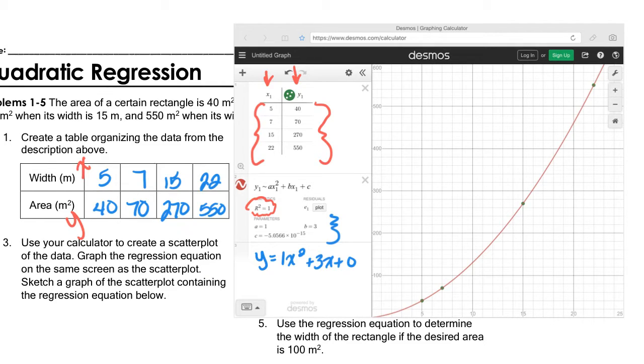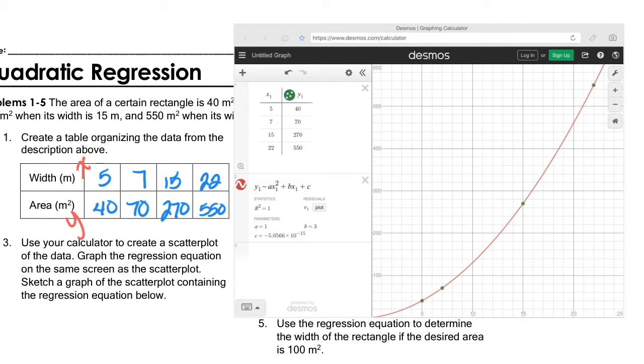Now from this regression model, you can do a lot of things. You can determine a specific value on your prediction model, so given the x or given the y. So for example, if I wanted to know what the area was if my width was, let's say, 60. Well, if I look back at my table, width is represented by the letter x, so I can put x is equal to 60.